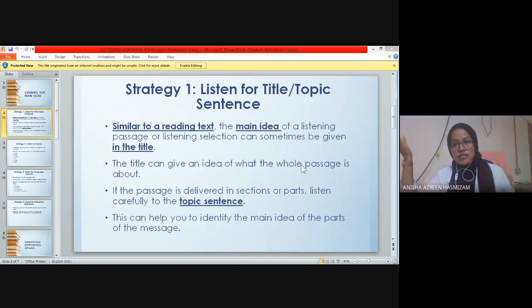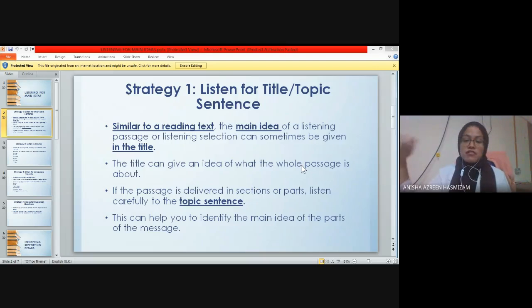Contoh macam dia cakap topik dia macam recycling. Okay, the good of recycling for the society. Kita dah tahu. Okay, this audio is about recycling. Okay, so the title can give an idea of what the whole passage is about. So bila kita dah tahu tajuk, kita dah tahulah. Okay, mungkin the rest of the essay will be about the same thing. Okay, contoh recycling. Seluruh audio tu akan cakap pasal recycling.